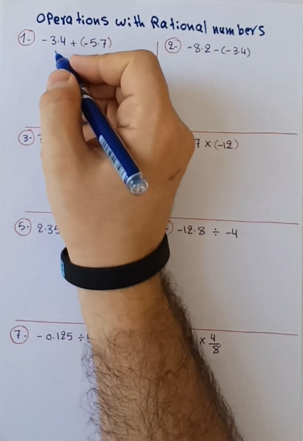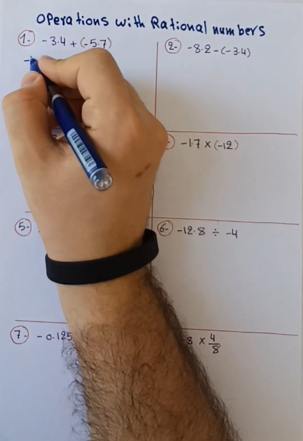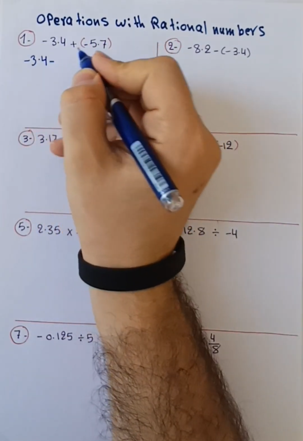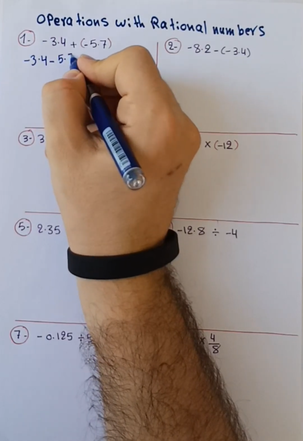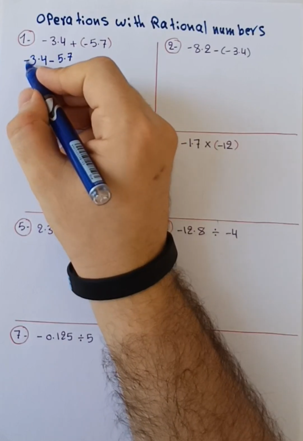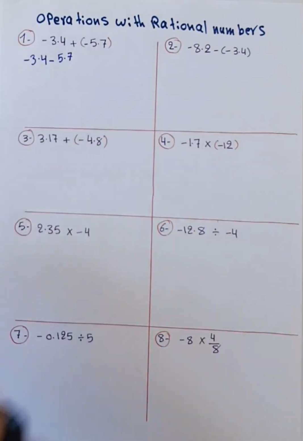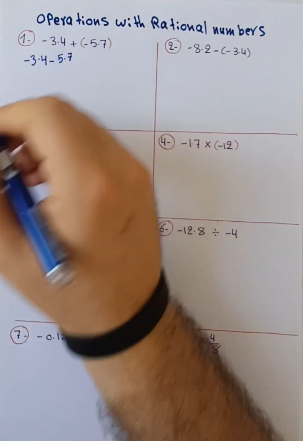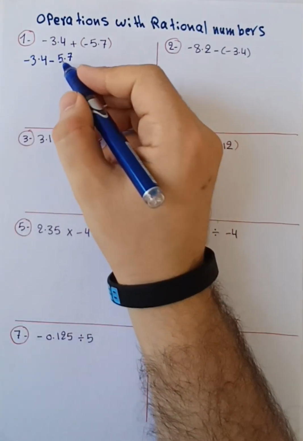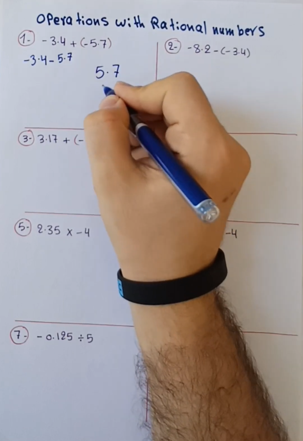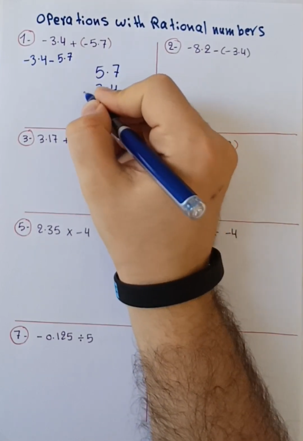So we have negative 3.4, plus times minus is minus 5.7. After that, we have to multiply these two signs to know which operation we have to do, plus or minus. Minus times minus is plus. We have to add these two numbers, 5.7 and 3.4.